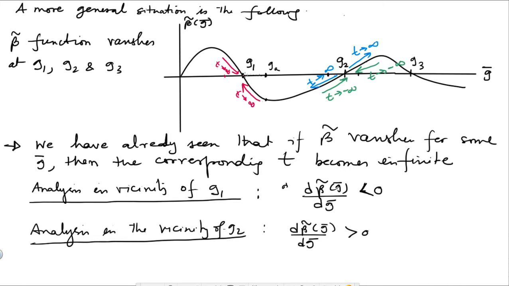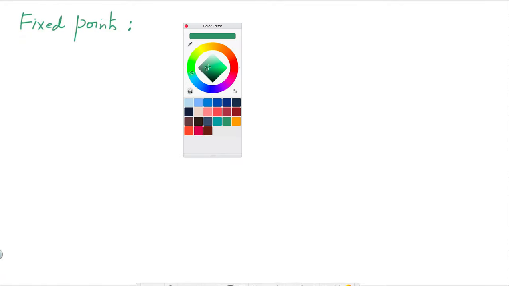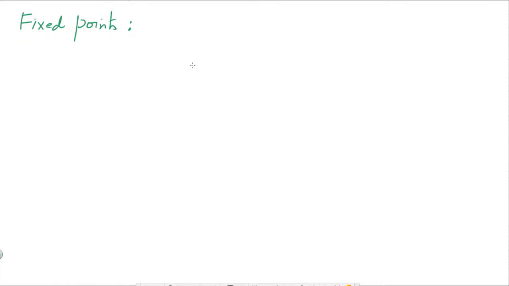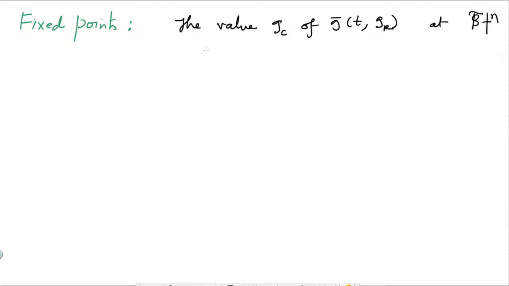Now you see that these points are very special points, because in the t going to infinity limit or the t going to minus infinity limit, you are reaching those points. So these points are called fixed points. So what's a fixed point? The value G_C of G bar at which the beta function vanishes is called a fixed point.